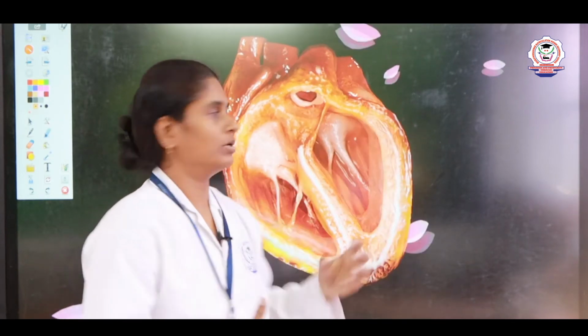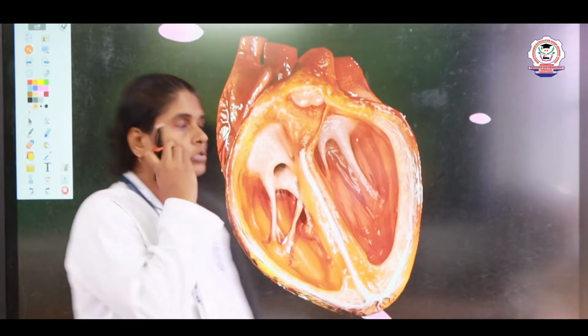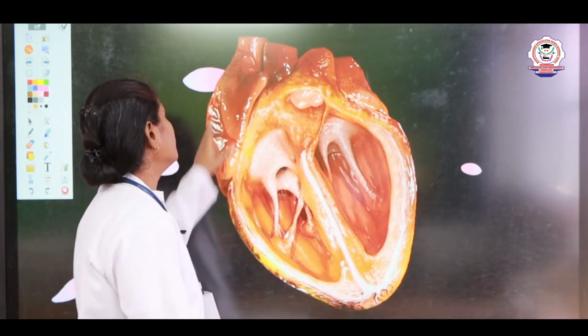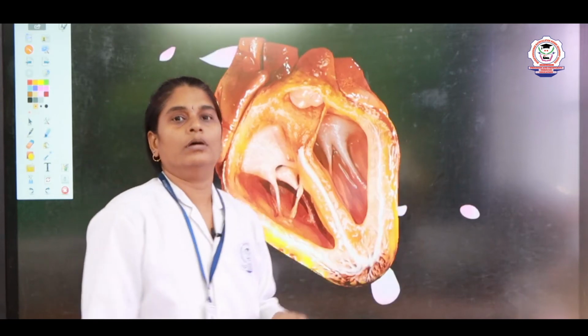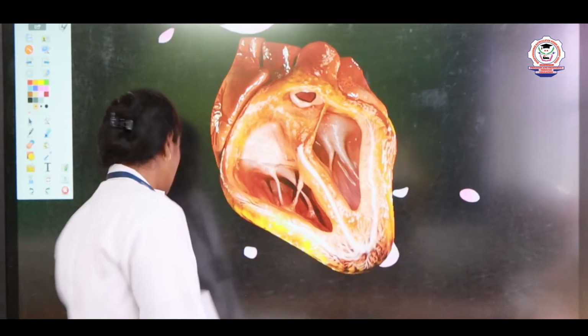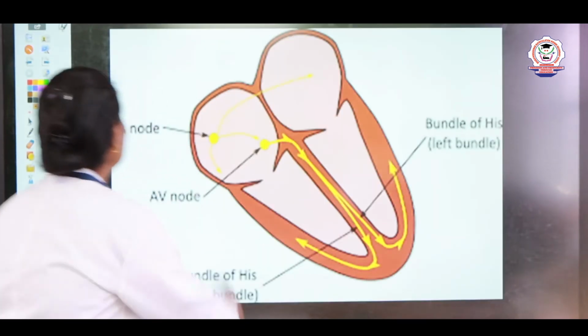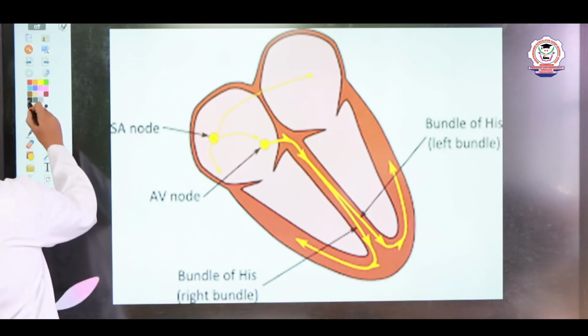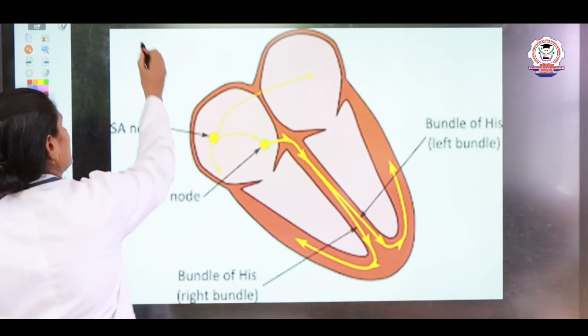So, this contraction and relaxation gives a special sound which is known as the heartbeat, right. Sometimes when the AV node does not function properly, we have to fix an artificial thing. Generally, this node is called the pacemaker.